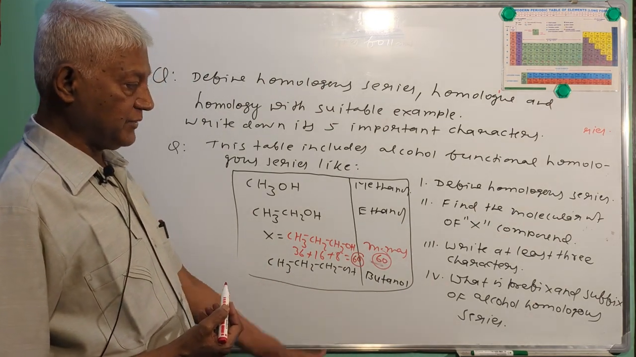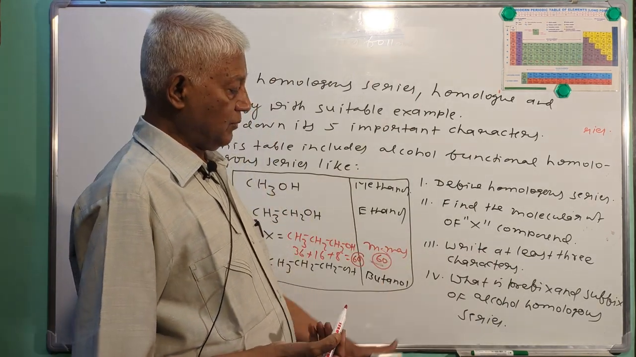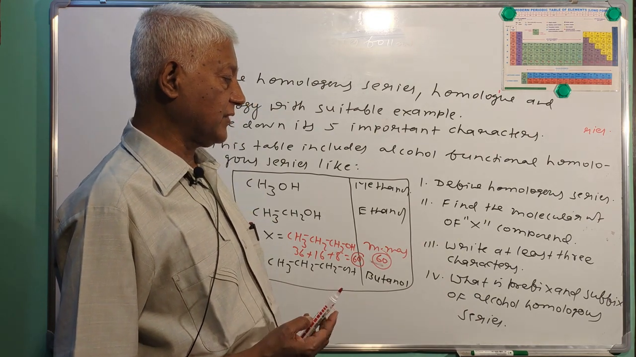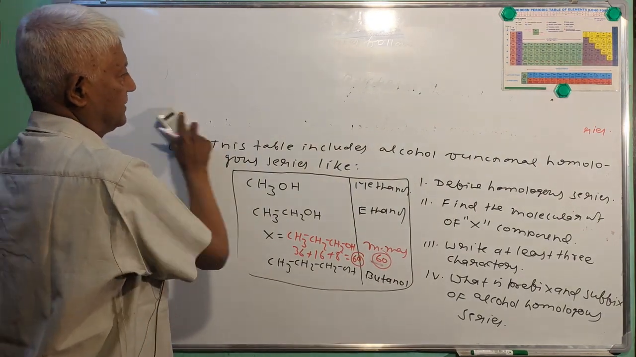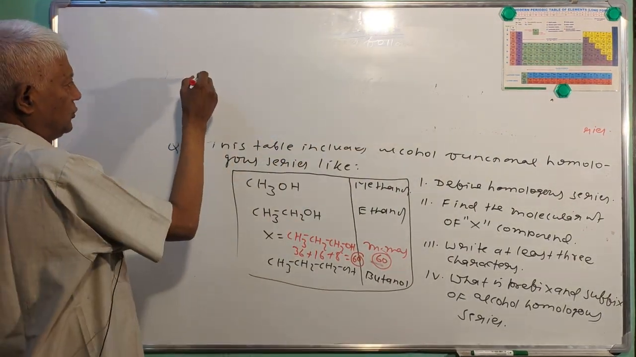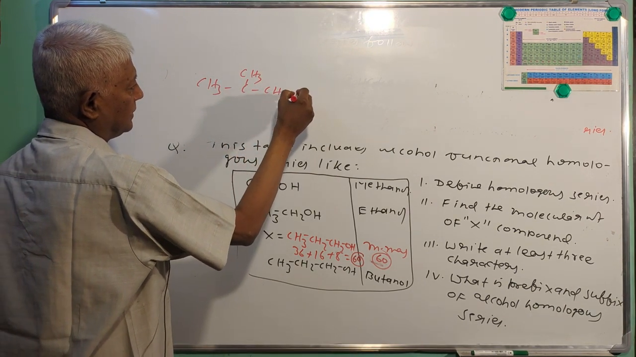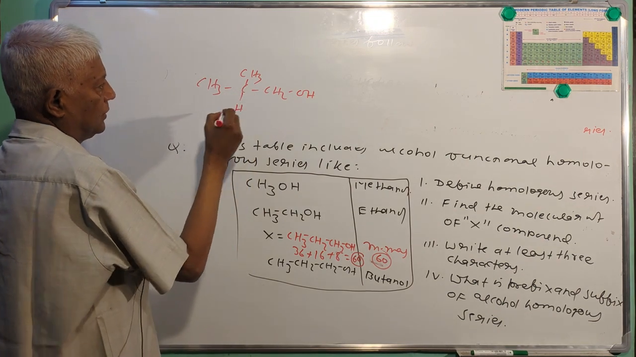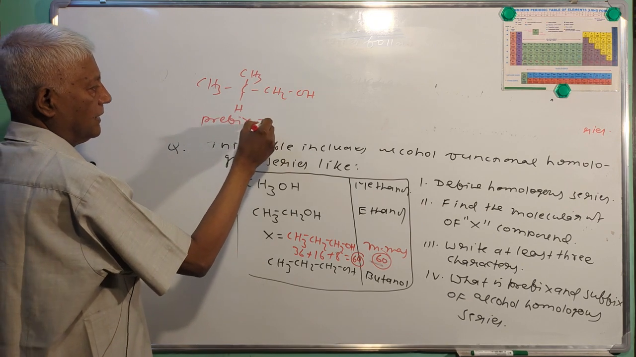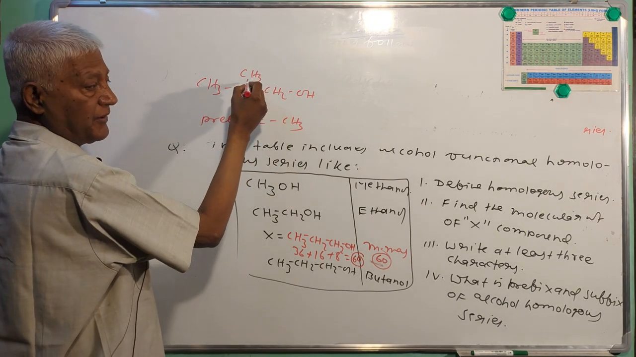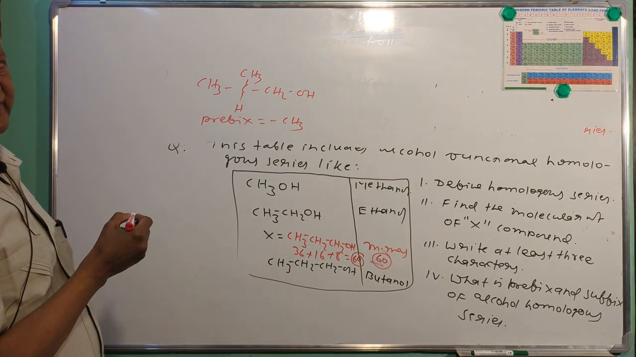Next one, the third one is butanol, you know. You can write at least 3 characters. Fourth one is, what is prefix and suffix of alcohol homologous series? That is a very important point. Prefix is anything other than the major functional group. Suppose CH3, CH3, CH2OH. In this case, the methyl group is prefix. That is the branching of that carbon, not the major functional group.